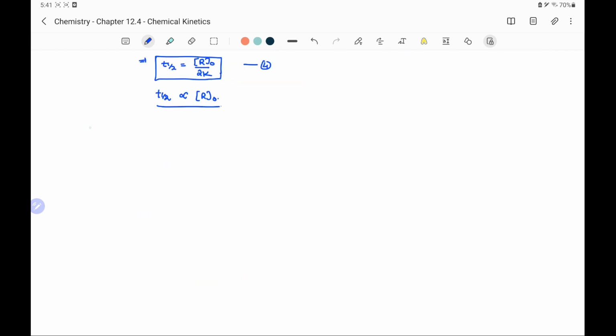Some common examples of zero order reactions are some enzyme catalyzed reactions. Also, reactions occurring on a metal surface at high pressure.